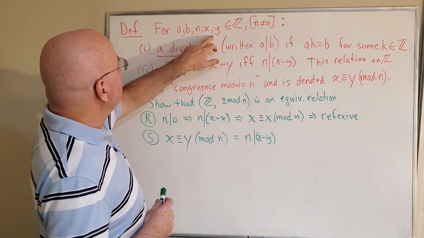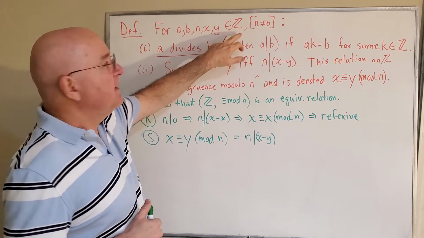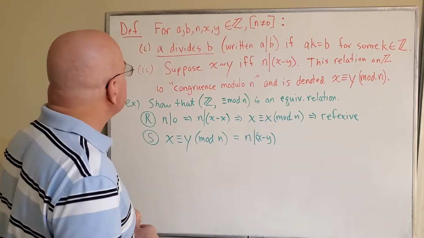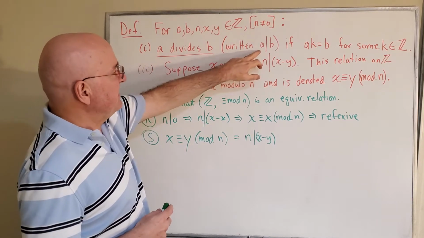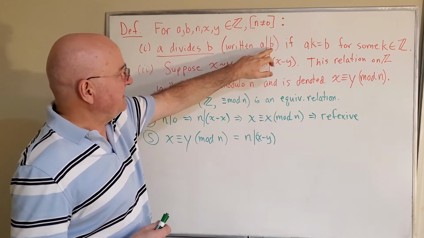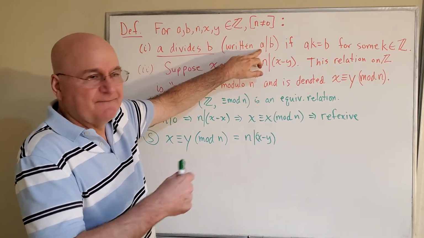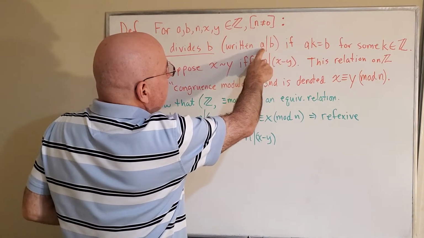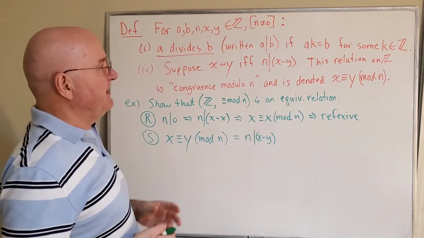For all of these numbers, a, b, n, x, and y, integers, with a not a zero, we say that a divides b, and the way we write it is a vertical line b. Some people say a goes into b evenly, if there's some integer k where you can take a times k and get b. So a goes into it evenly.